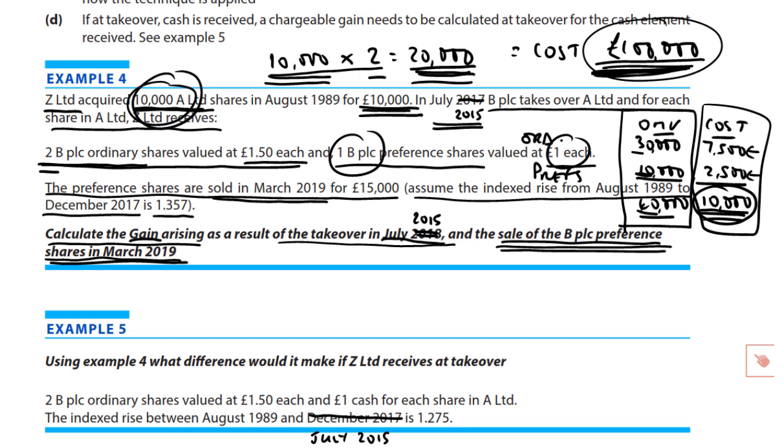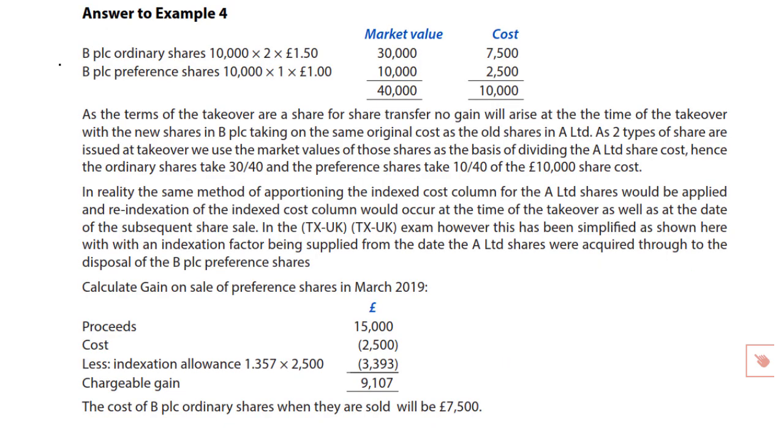What it should be looking like is rather more like this. There's the working. Our BPLC ordinary shares, our BPLC preference shares in relation to the original shareholdings held. We'd had 10,000 shares. We get 2 ordinaries valued at £1.50. There's your 30,000. We get 1 preference share for the 10,000 shares we'd held in our original company. They're worth £1, 10,000, 40,000. Use that to divide out that cost, equals 7.5 equals 2.5.